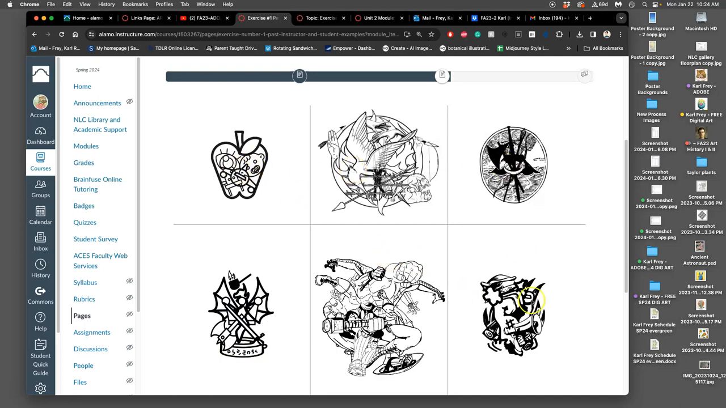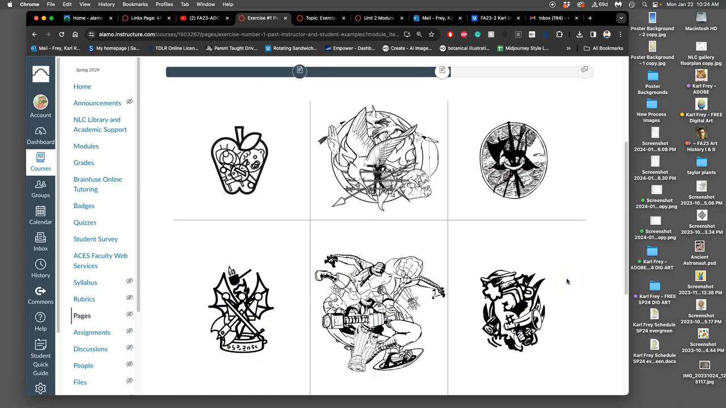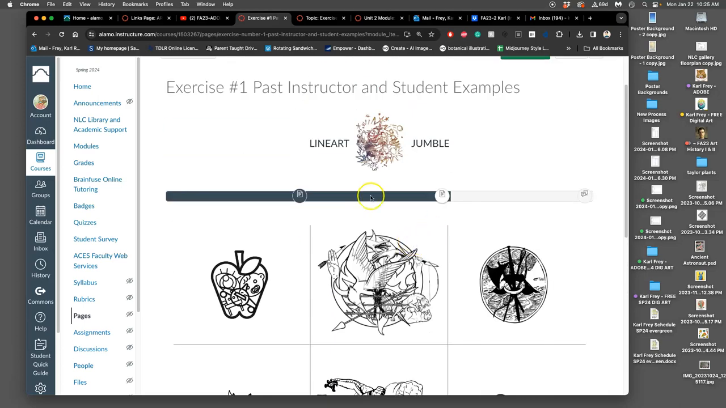So here we see lots of different original compositions, but what they all have in common is they're based on black line art. And sure enough, this is a project that is our first exercise. It is a compositing introduction, but I call it a line art jumble.